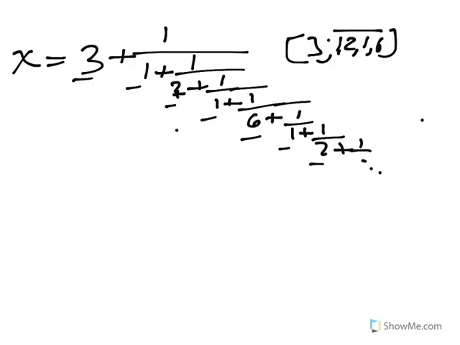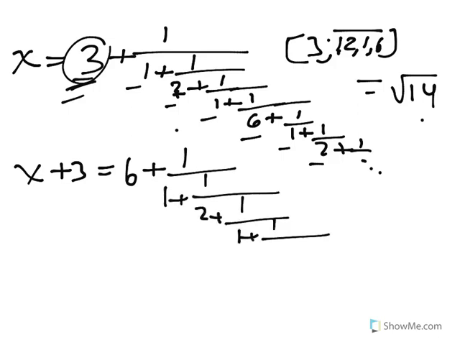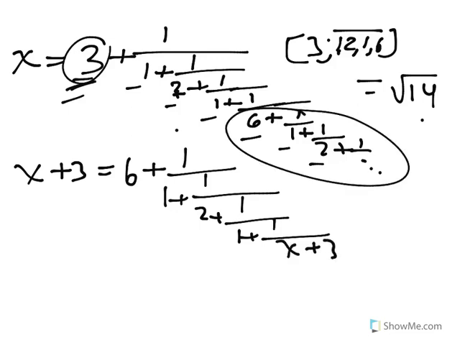Well, if you got the square root of 14, you were right. This one is pretty challenging. The first thing I want you to notice is that there's no other 3's. There's only this 3. If this 3 were a 6, that would be better, because then it would be 6 plus 1 over 1 plus 1 over 2 plus 1 over 1 plus 1 over, instead of doing the whole 6 plus, I could put x plus 3 there. So that's a lot of levels.